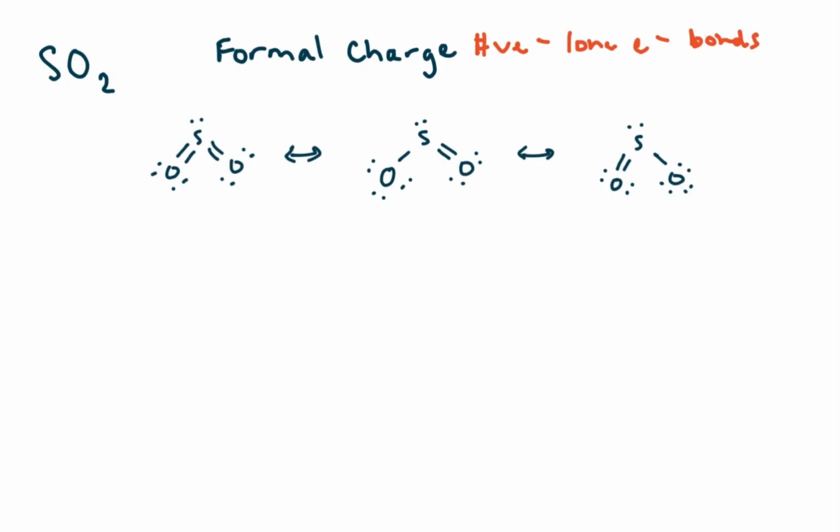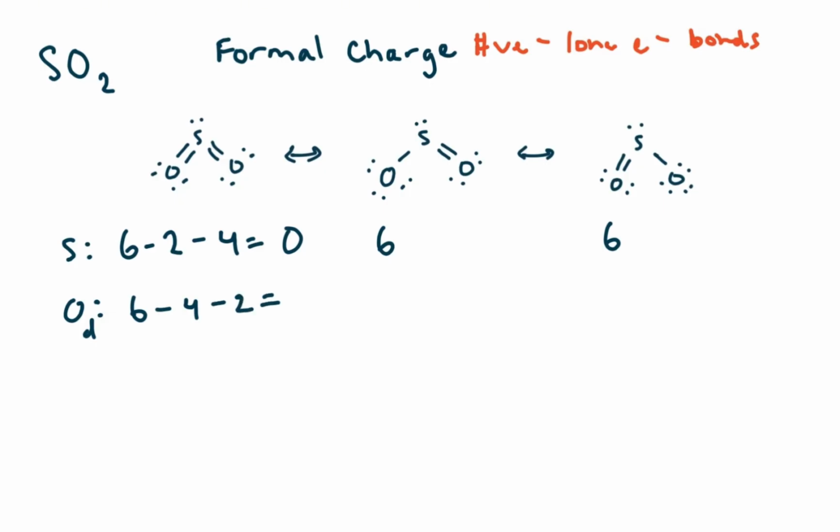Now that we have our resonance structures, we want to find the formal charges of each resonance structure. Let's start with the sulfur. So sulfur has a total of 6 valence electrons, so I'm going to write that for all of them. And then for the first resonance structure, it has 2 lone electrons minus 4 bonds, and that equals 0. Now for the oxygens, since this first resonance structure only has double bonded oxygens, they should be the same, but I'll just write D right here. And each oxygen has 6 valence electrons again, minus 4 lone electrons and minus 2 bonds, and that equals 0 again.